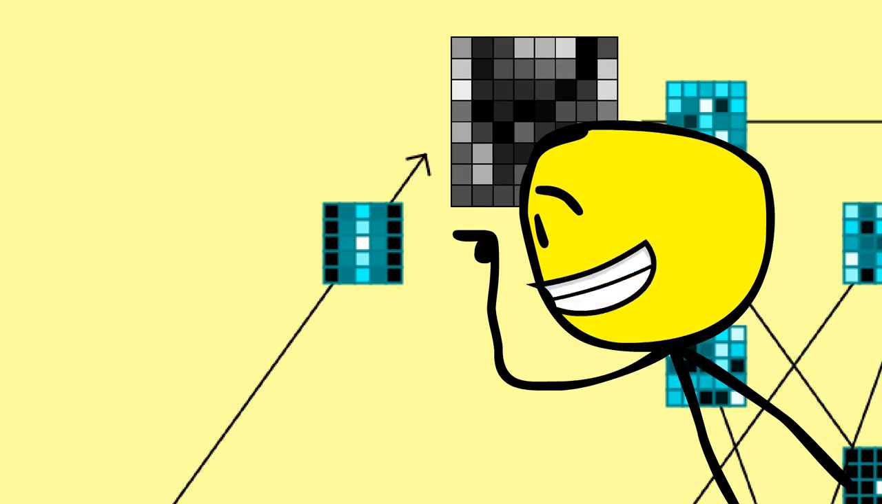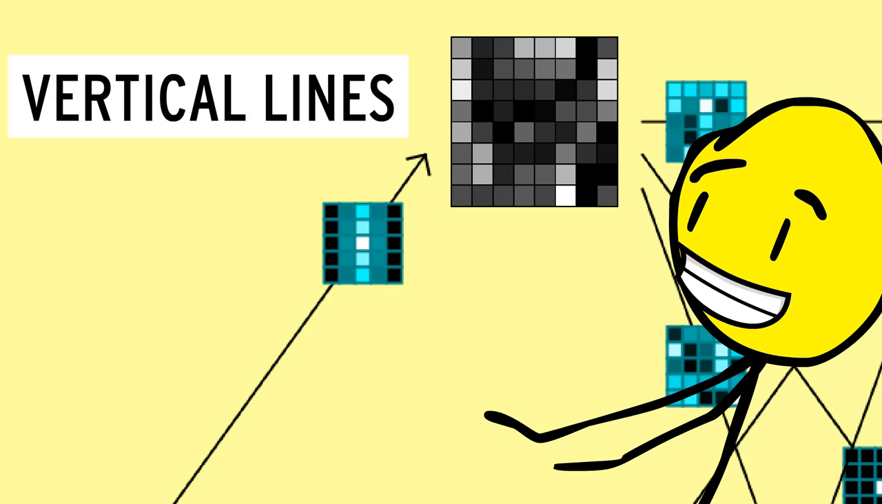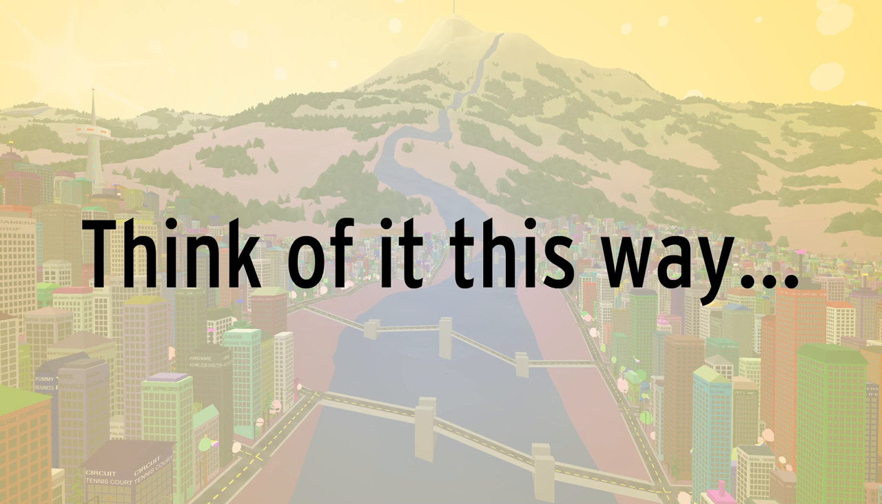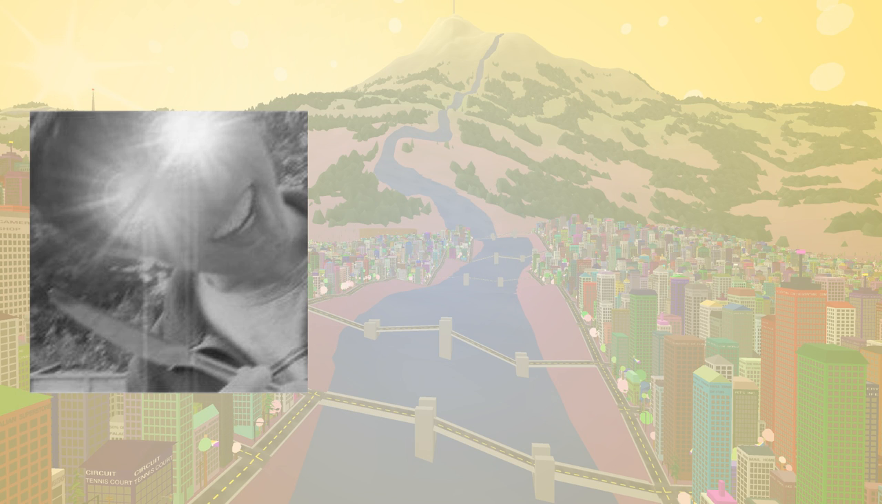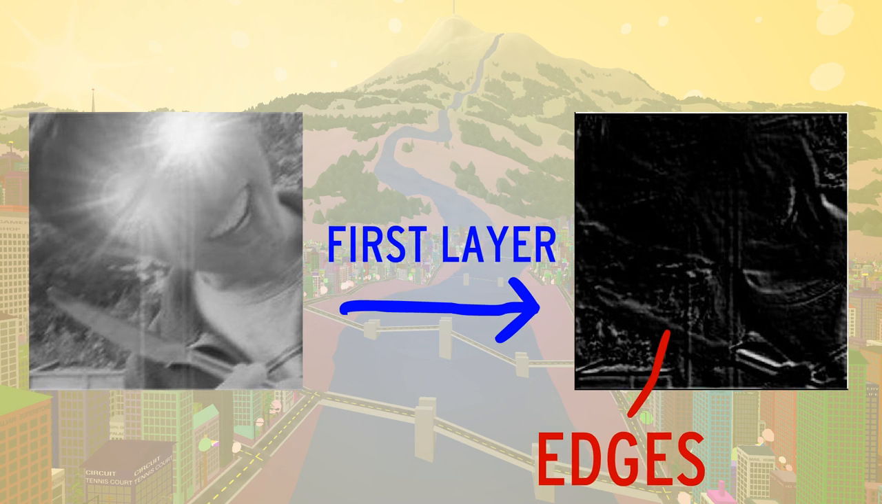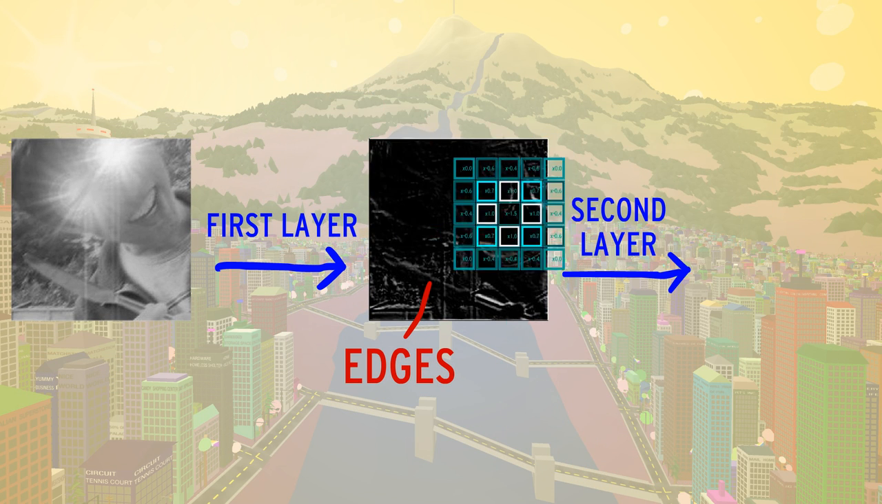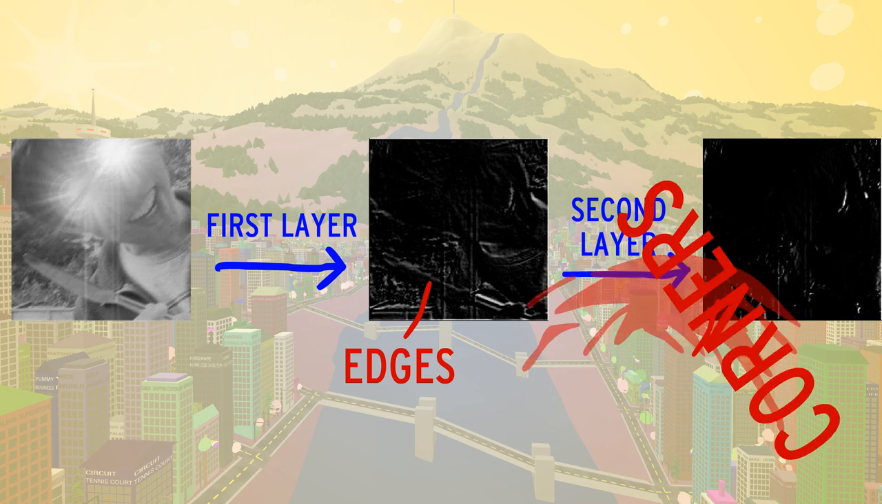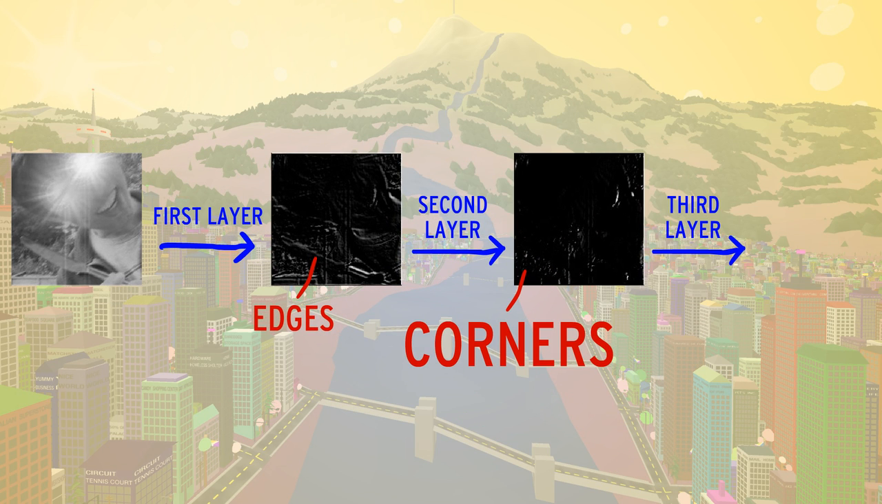You can have one filter that's good for finding vertical lines, and maybe another is good at finding horizontal lines. At the second layer, you could combine the two to create a filter that finds cross shapes. Think of it this way. Perhaps the first layer can find edges. Then the second layer takes those edges as input. That means the second layer can find edges of edges, meaning corners. The third layer can find edges of edges of edges.